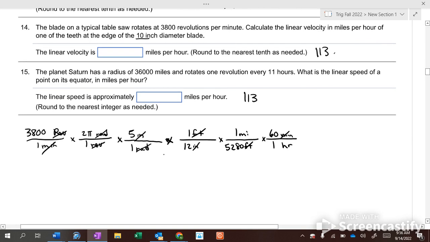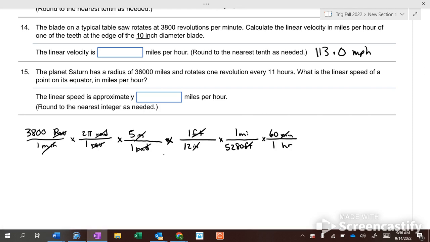113. So 113.0? What? Miles per hour. Okay. Yeah, there's 10. All right.